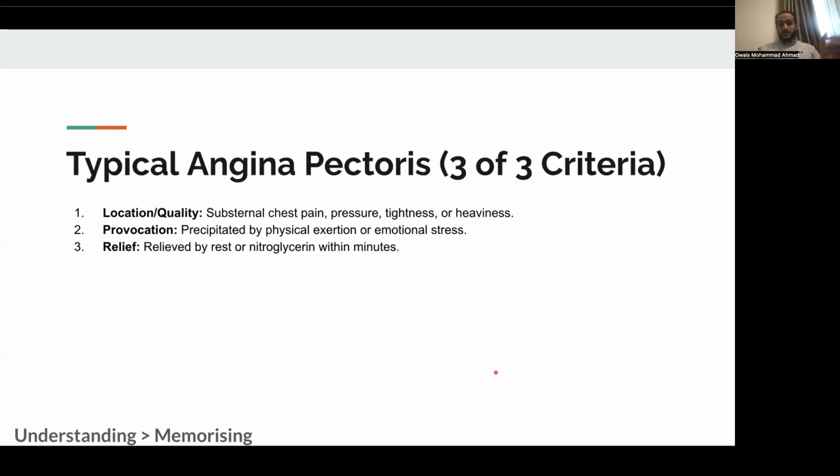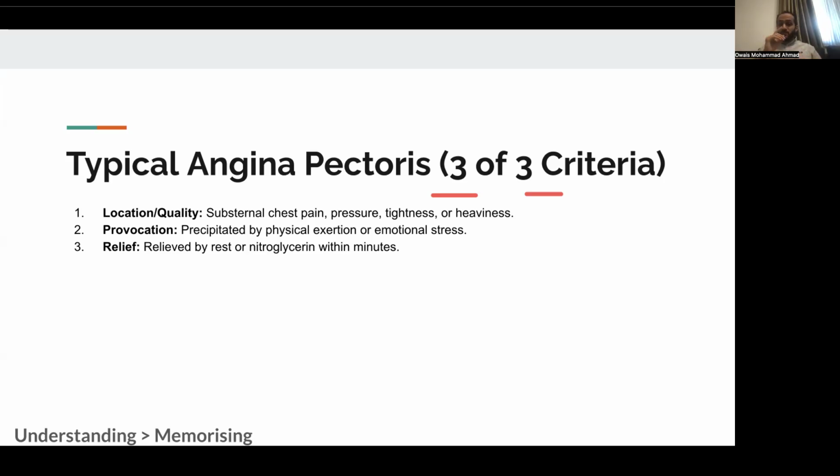Let's come to typical. Typical angina pectoris means 3 out of 3 of the criteria. First one is going to be substernal chest pain. So your breastbone, it's going to be underneath that. It can be tightness, heaviness, or pressure underneath your chest bone. Second is provoked by physical exertion or emotional stress. So someone walking up the stairs, cycling, running, or emotional stress, like he heard that his dog died or some very bad news.